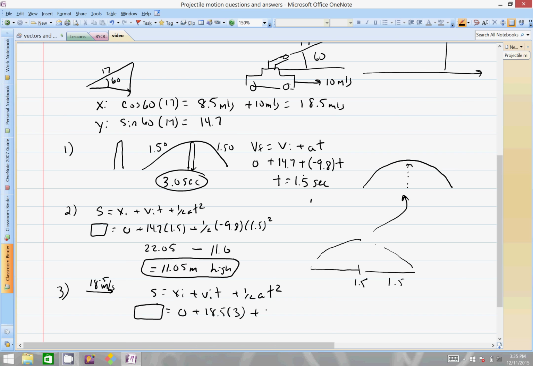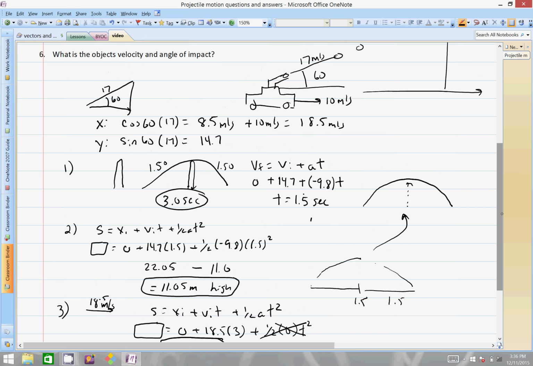And then plus 1/2, and then there's no deceleration in the x components. That's gone. It's just going to be 18.5 times 3 equals 55.5 meters. And that's how far down the road it would actually land.